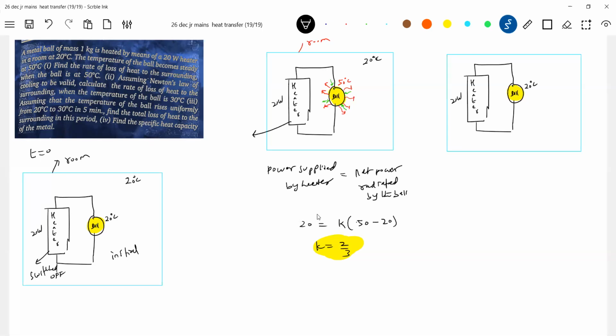Heater is switched on. Okay, now we'll get into the numerical part. Okay, now what shall I write here? 20 watt only. What should be the answer for the first part?